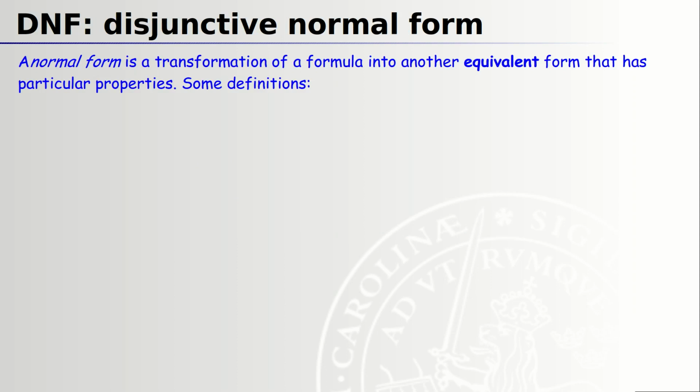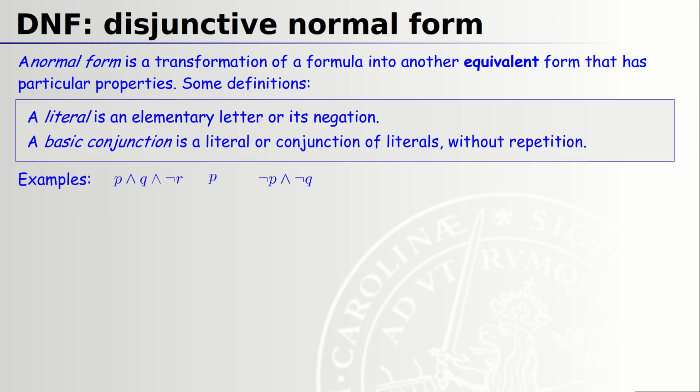Sometimes it helps if a formula can be transformed into a particular format, of course without changing its meaning. There are a number of different so-called normal forms, which are defined by rules that prescribe what the formula can look like. Before we can discuss these rules, we need a few definitions. A literal is either an elementary letter or its negation. A basic conjunction is either a literal or a conjunction of literals without repetition. That is, the same letter must not occur more than once in it.